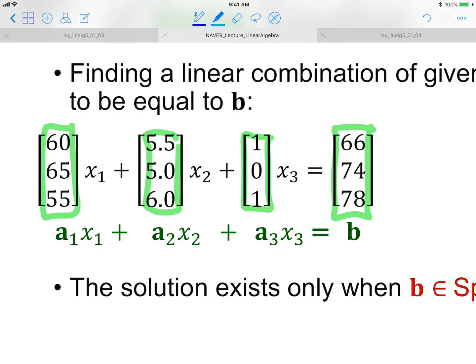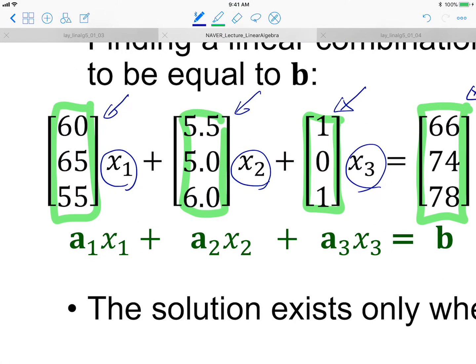We studied that this problem can be viewed as finding suitable linear combination coefficients that create the three-dimensional parallelogram by using these three given vectors, by stretching or shrinking the length of these vectors so that the vertex of this parallelogram is the same as this b vector, right? So that was the interpretation of this vector equation. That was what we studied so far.